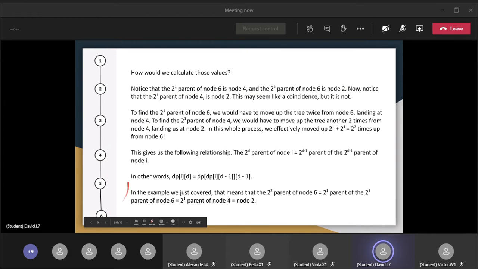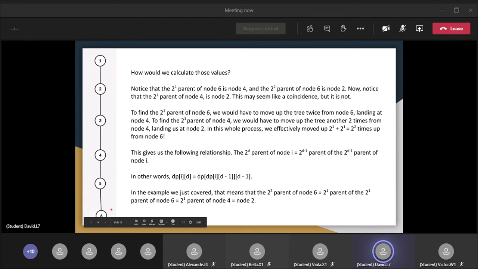Because this is 2 to the power of 1 moves. And then this is another 2 to the power of 1 moves. So then in total, we just made 2 squared moves. And this basically gives us the following relationship, right? The 2 to the dth parent of node I is equal to the 2 to the d minus 1th parent of the 2 to the d minus 1th parent of node I.